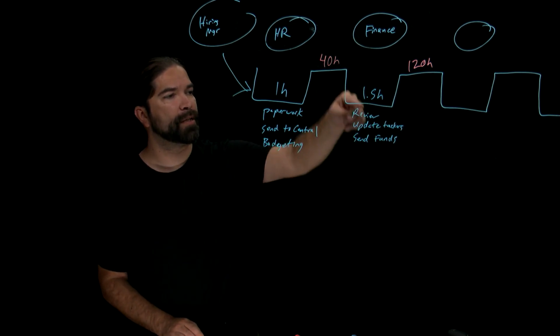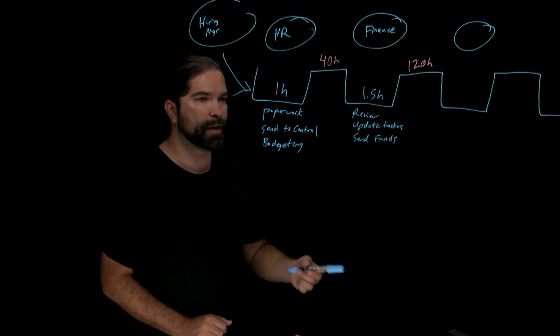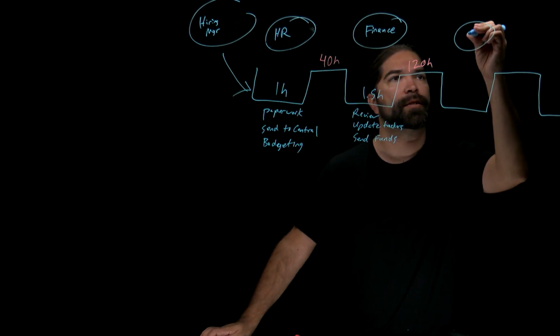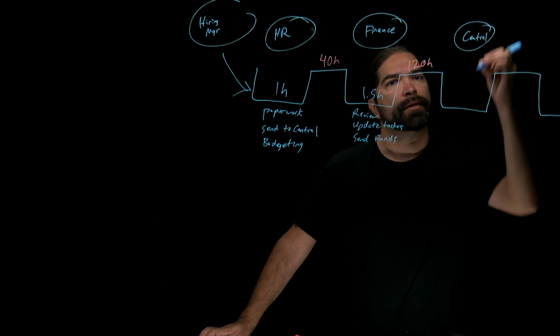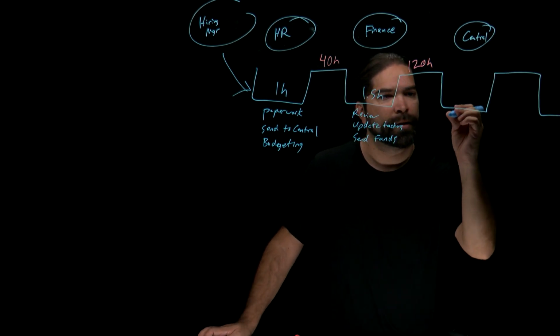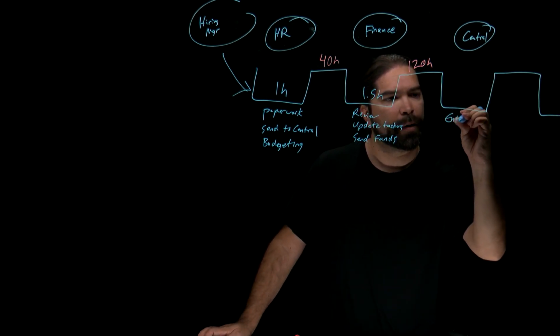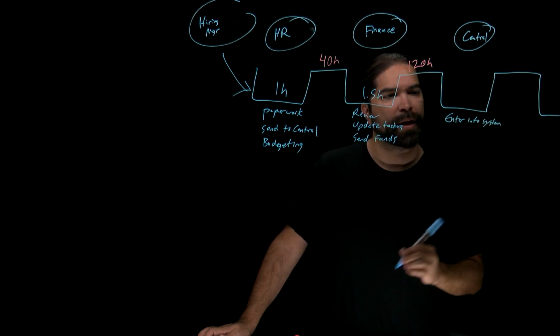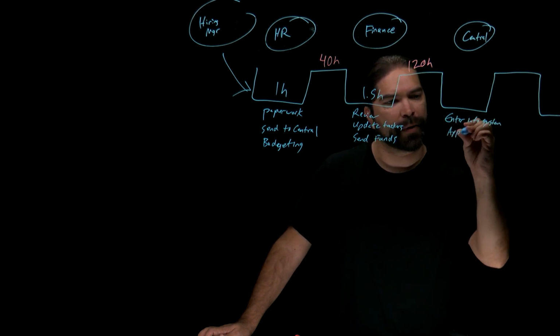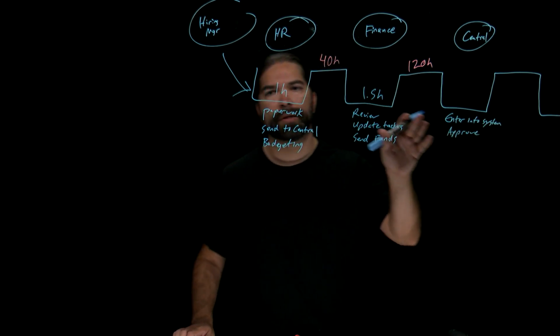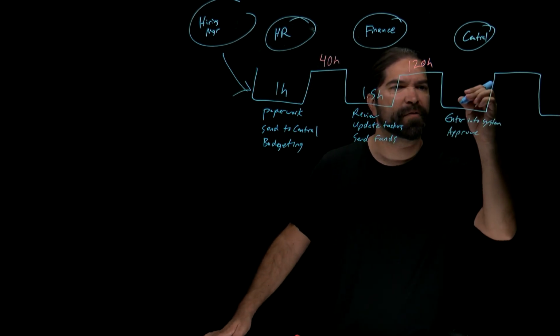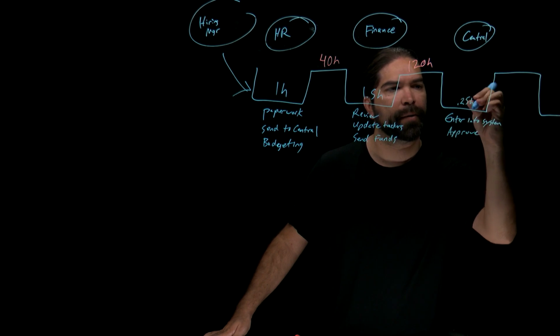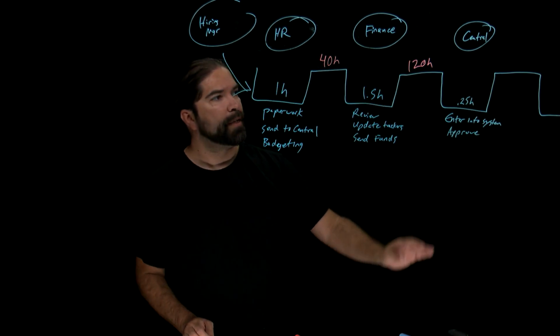Let's say from finance it goes to, let's say we mentioned central for this one. Let's say finance then sends it to central. And central, let's see, they enter it into some other system, right? And then they just click approve. Let's say this is really quick. Central, these steps, it takes 15 minutes. I'll put 0.25 hours. And you keep doing that.